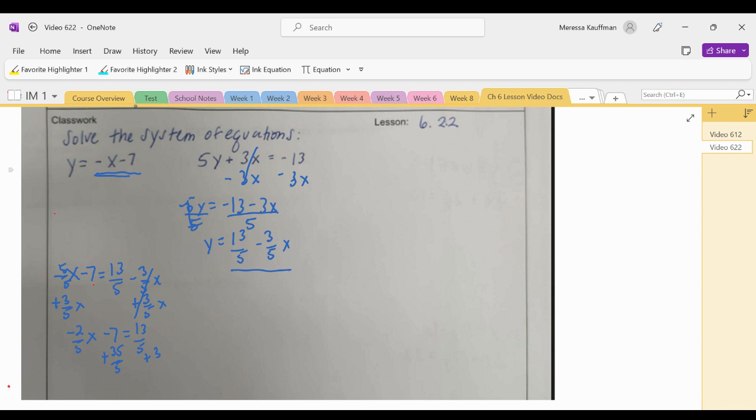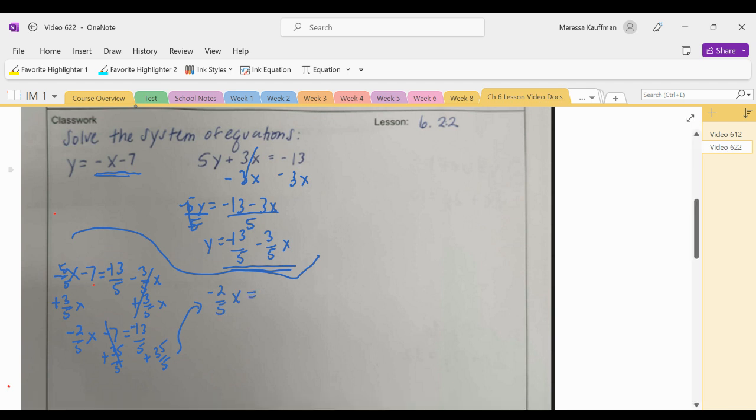Oh, did I miss my negative? I did. Look at that. I need a negative here, and a negative here. All right, so it's going to add 35 over 5. So what happens is this cancels out. So I'm left with, and I'm going to bring this over here. So let's make sure that we're not mixing this up. Negative 2 over 5x, remember this one goes away, is equal to 35 minus 13 is 22 over 5.